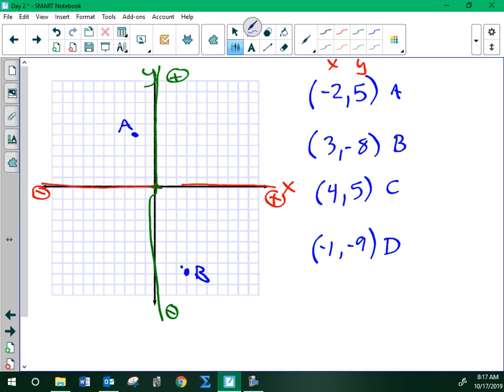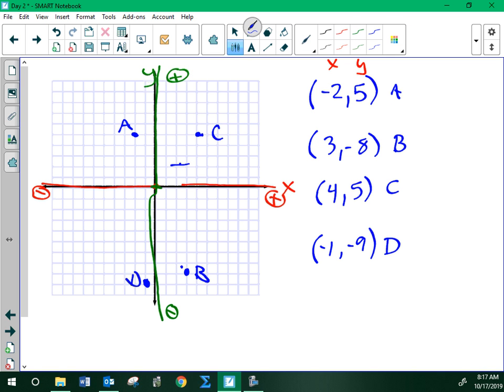C is positive 4, so to the right, 1, 2, 3, 4, and positive 5, up 1, 2, 3, 4, 5. C, and D is -1, that's the last one, and down 9, 1, 2, 3, 4, 5, 6, 7, 8, 9. Okay, so our positive negative tells us whether to go left, right, or down, up. And then we just plot a point.